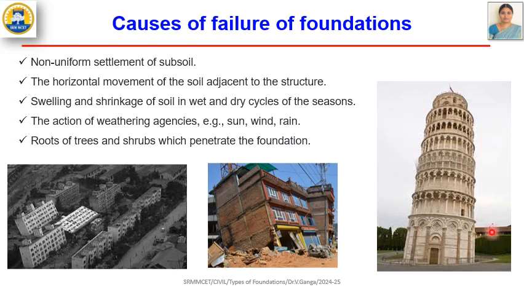This is the image showing the Pisa Tower located in Italy. This is one of the wonders of the world. There is an unequal settlement in the foundation. Because of this unequal settlement only, the Pisa Tower is tilting in one direction. It is tilted from the vertical direction. So this is also a cause for the failure of the foundation, that is, unequal settlement.